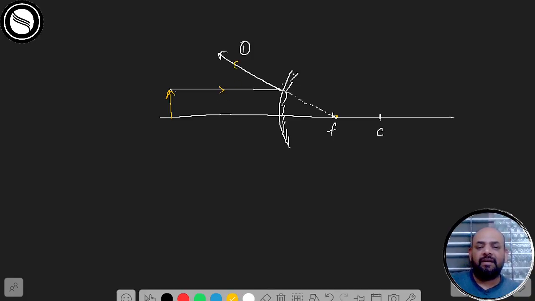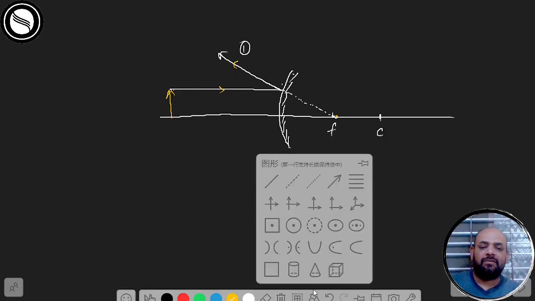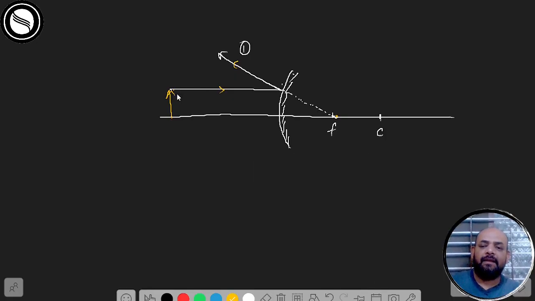Now, the second ray you can take is the ray which is passing through the center. Suppose here we take this ray passing through the center. Now look, we got two rays. Suppose this was the object, so the image will form at the intersecting point. So here we'll get the image. This is the second ray.